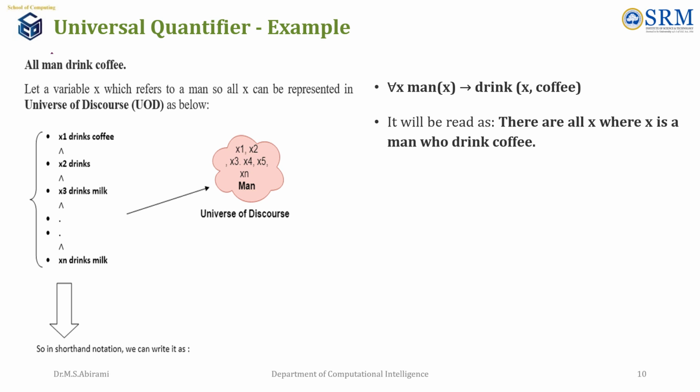Another example of universal quantifier: all men drink coffee. Let the variable x refer to a man, so all x can be represented in universe of discourse as below. Here x1 drinks coffee and x2 drinks coffee and x3 drinks milk and so on up to xn drinks milk. Which can be written in the shortened form: ∀x man(x) → drink(x, coffee). It will be read as there are all x where x is a man who drinks coffee.